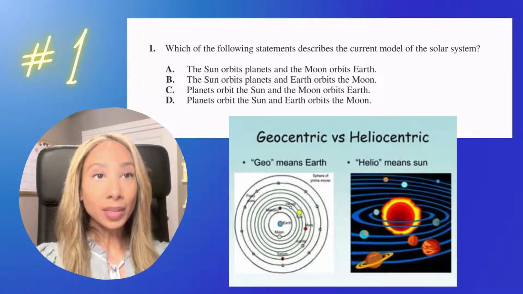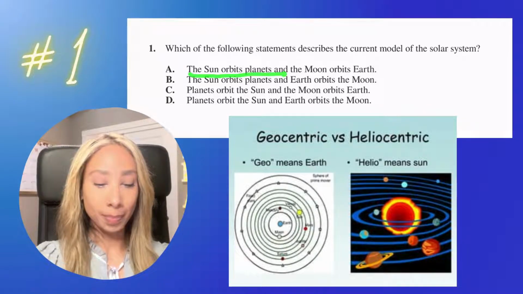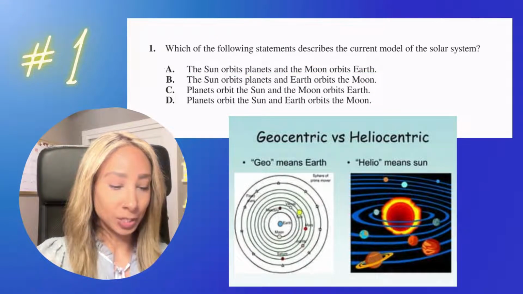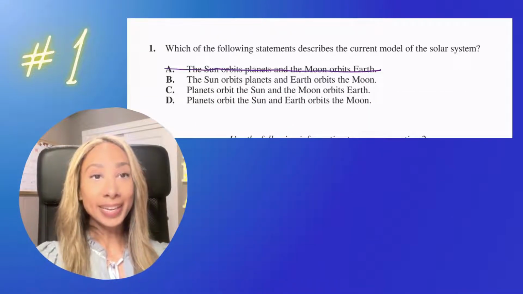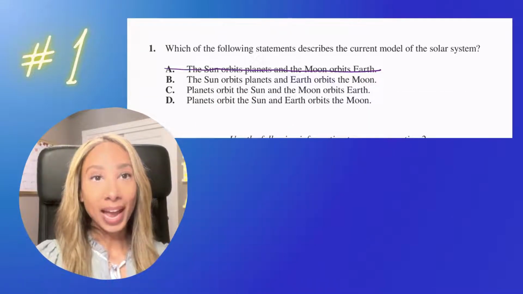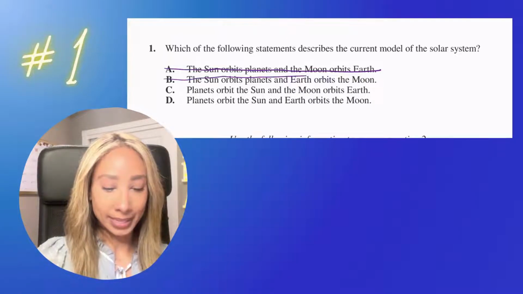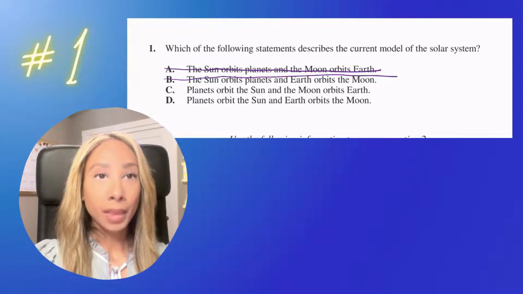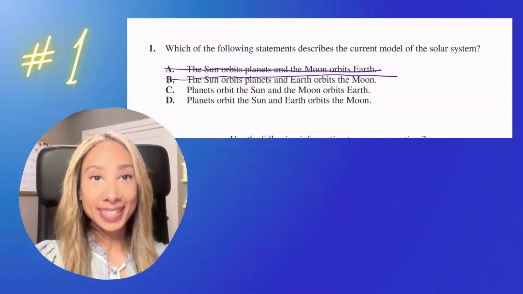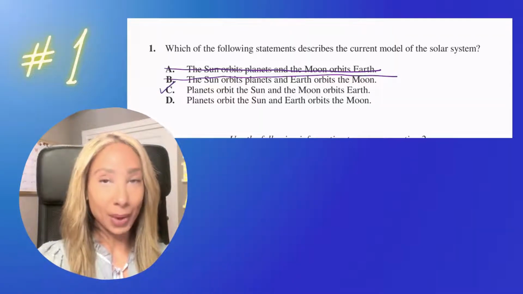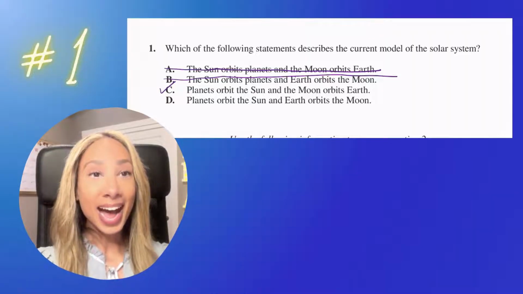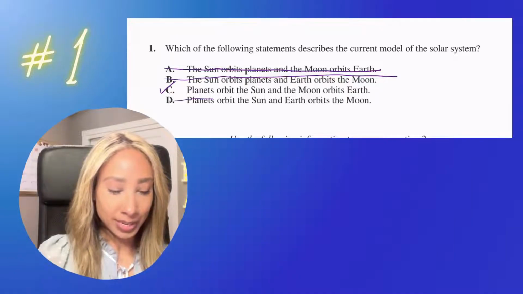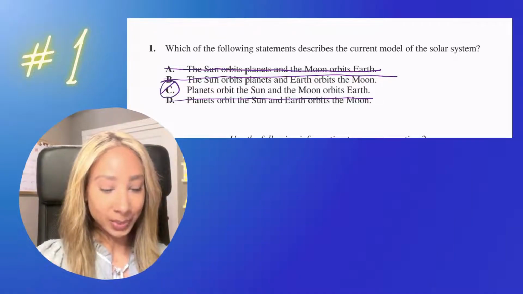around the sun. So with our first option, we have the sun orbits the planets and the moon orbits the Earth. Well, the sun can't orbit the planets, that's way too big, so that one's not gonna work. For B, it says the sun orbits the planets and the Earth orbits the moon. So again, same idea. With option C, it says planets orbit the sun and the moon orbits the Earth. So I do like that one. Let's double check for our last option. Option D says planets orbit the sun and the Earth orbits the moon. So again, we know the Earth doesn't orbit the moon. So our answer for this one is going to be C.